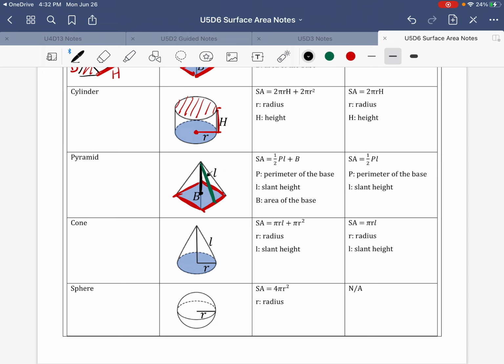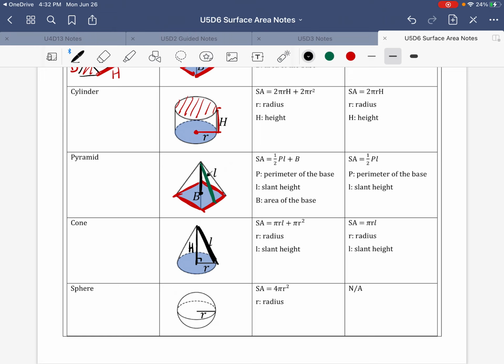Now for a cone, we're going to use the equation pi rL plus pi r squared, right? Where r is our radius and L is our slant height. So similarly, the slant height goes along the outside, right? That's your slant height. And then the one that's going straight up and down is our height.